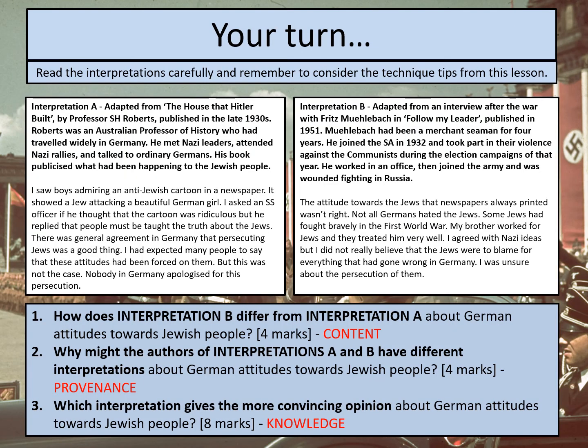Okay guys, so now it's your turn. You need to have a go at writing 3 of your own questions, but you're going to be looking at different interpretations. You're going to be looking at 2 interpretations about German attitudes towards Jewish people. So I need you to read these interpretations carefully and have a go at answering questions 1, 2 and 3. Don't forget content, provenance, knowledge.